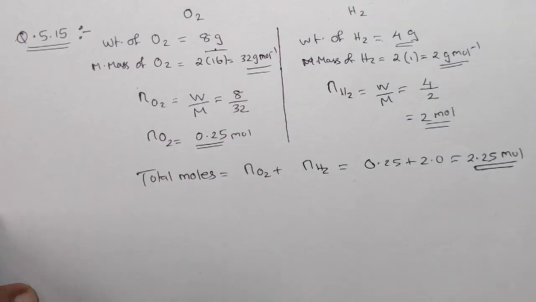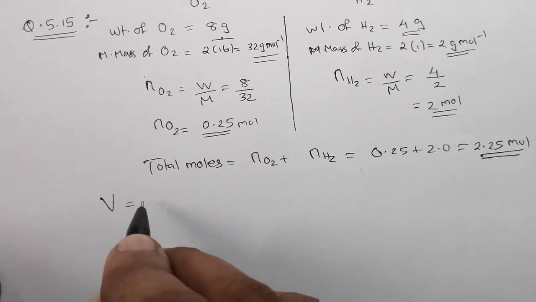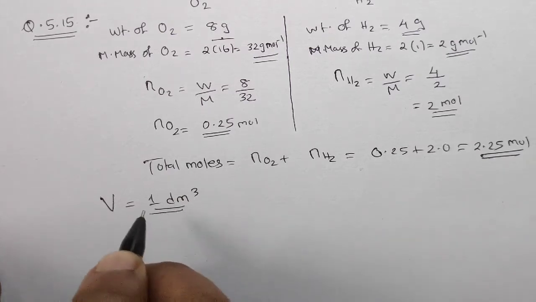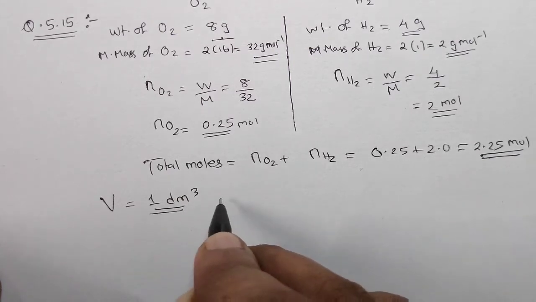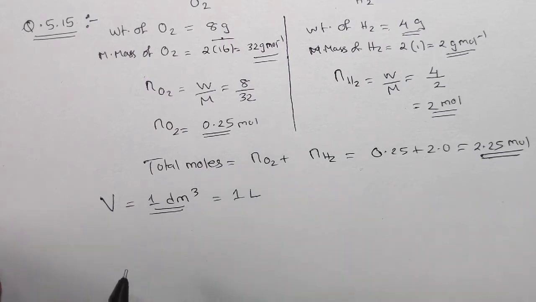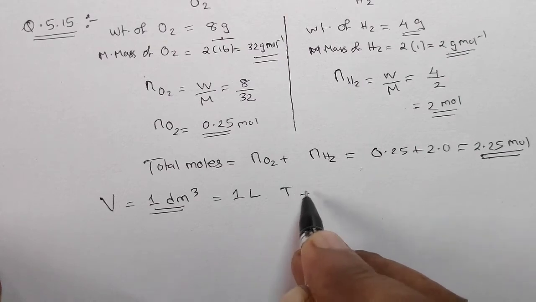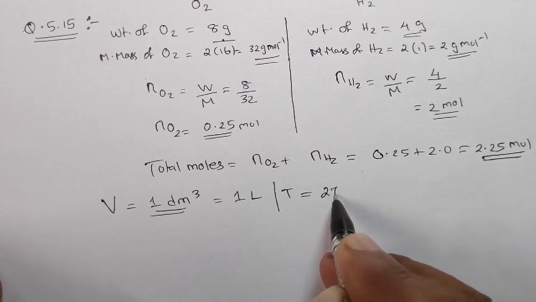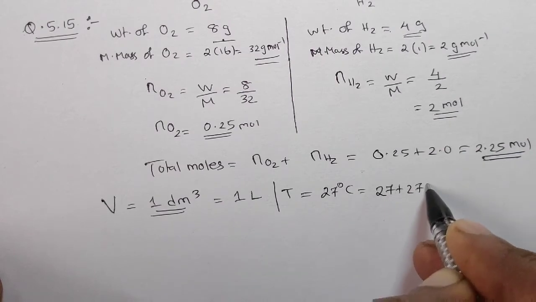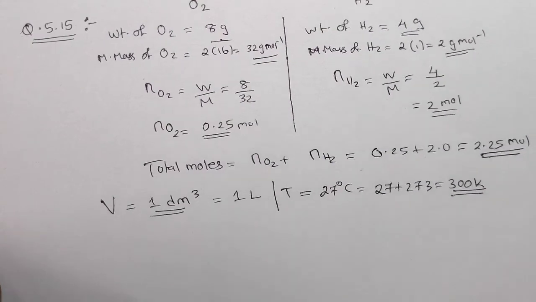Now the next part. Volume is given in your question. Volume is equal to 1 dm cube, right? If it is not given, you can take this. Clear? Now 1 dm cube is equal to 1 liter, right? Temperature is also given, 27 degrees Celsius, you convert it. So 27 plus 273 is equal to 300 Kelvin, right? So this is the temperature given.